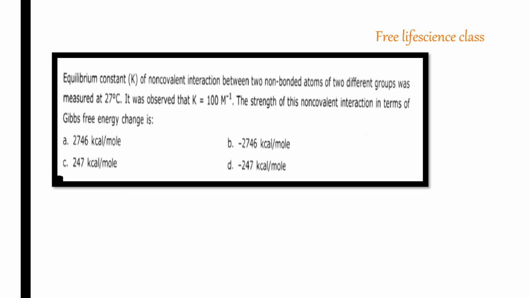Moving into the next question: the equilibrium constant of a non-covalent interaction between two non-bonded atoms of two different groups is measured at 27 degrees Celsius. It was observed that K equals 100 mole raised to -1, and you have to find the strength of this non-covalent interaction in terms of Gibbs free energy change, using the equations for Gibbs free energy and equilibrium constant.